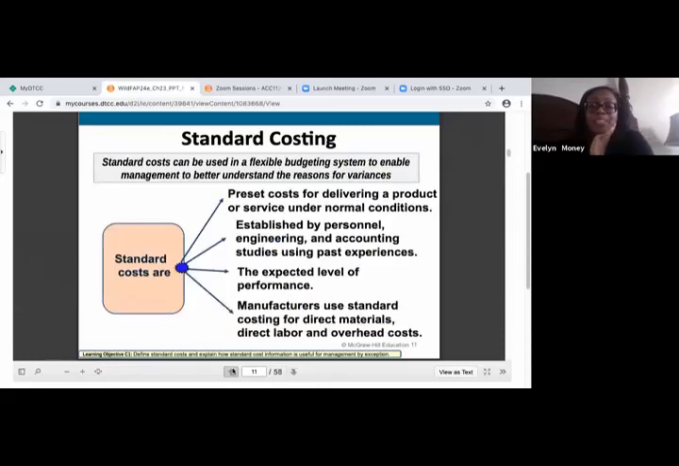I want to go back because I forgot to note that we get these standards from our engineers, from our accountants, from our HR personnel, from the people that order the goods for us, from our purchasing department. So it's not just a number in terms of, oh, this is what we want to pay and we dreamed it up. No, these are researched numbers that are backed by evidence.